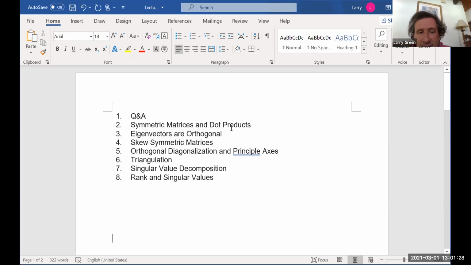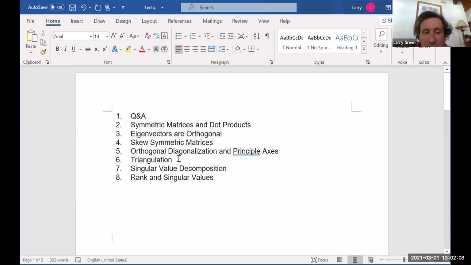Okay, so here's the plan today. As always, we'll start out with questions if you have questions. And then after that, we're going to get into symmetric matrices and dot products. Dot products happen a lot, and we'll talk about how they relate to symmetric matrices. And then we'll get into eigenvectors being orthogonal. It's a very important theorem, and we'll be able to see why that's true. Then skew symmetric matrices. And then after that, we'll get into orthogonal diagonalization and principal axes.